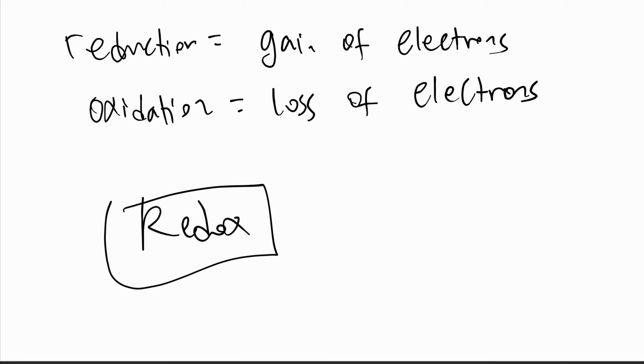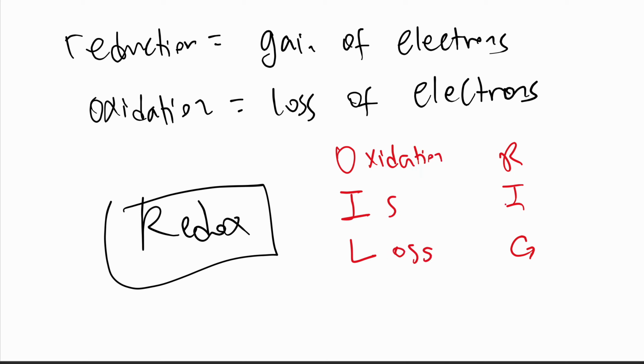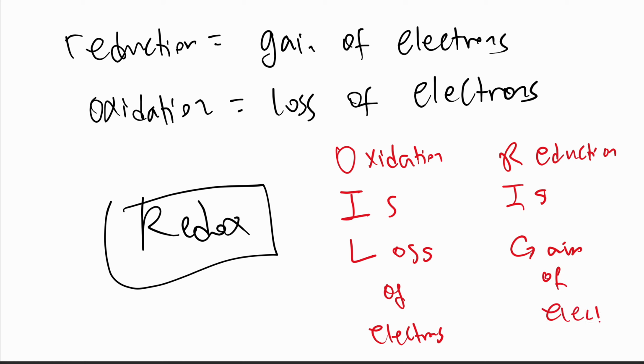It goes against logic. That's why there's a common mnemonic that people like to remember. It's called OIL RIG. Oxidation Is Loss, Reduction Is Gain. Basically, oxidation is the loss of electrons, and reduction is the gain of electrons. As long as you can remember this mnemonic, you'll be fine with reduction and oxidation.